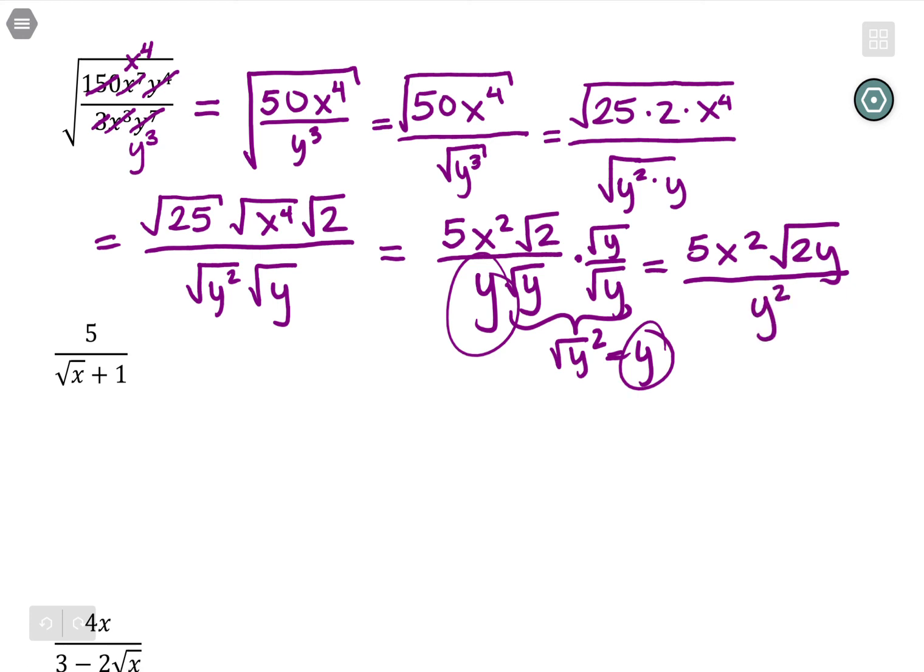And that is a great final answer. No radicals in the denominator, no denominators within radicals. So fractions in radicals is the same kind of problem as radicals under fractions. And we've extracted all roots.